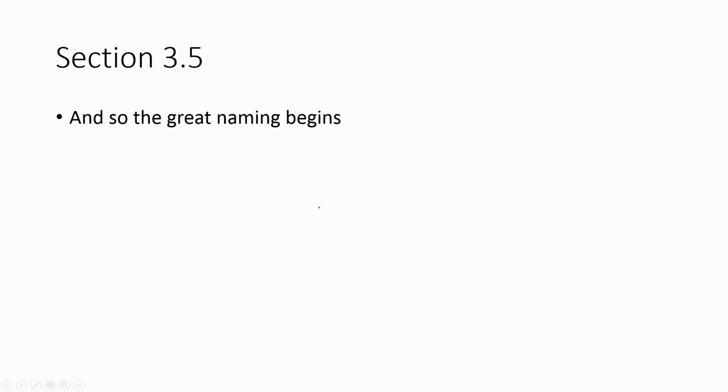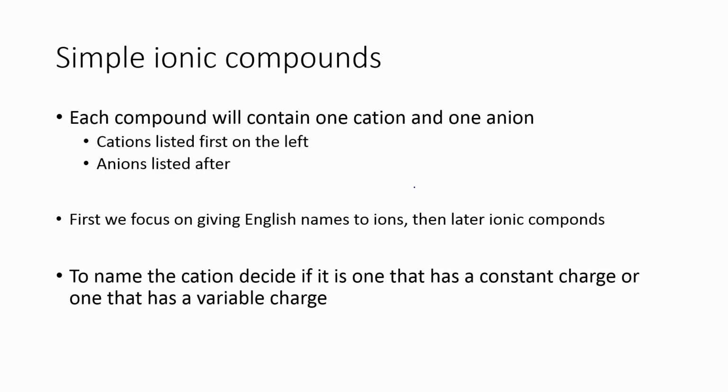Section 3.5 is where we start to talk about naming. And we're going to start with some simple ionic naming, where we're going to just talk about the cations and the anions by themselves and give them English names. And in compounds, we want to be able to recognize what the cations and the anions are by where they're listed. Cations being listed first and on the left, anions being listed after.